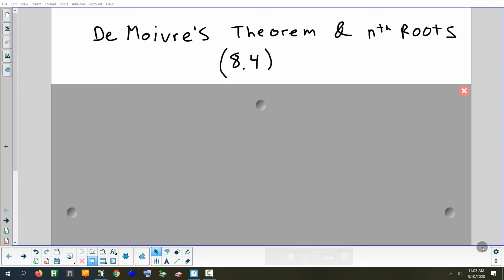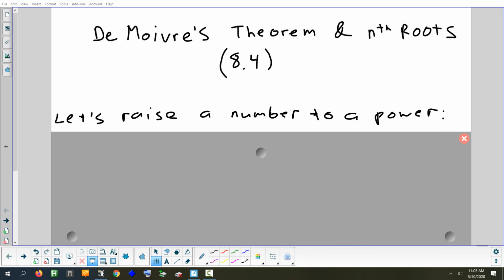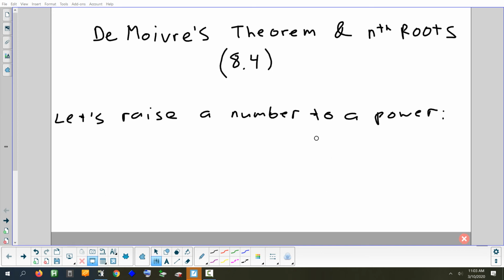So the two things we're going to look at in this section is how can you raise a complex number to a power, and how can you take a root. So first, I want to just look at an example of raising a complex number to a very simple power, just the second power. Right? So let's do some actual numbers. 3 plus 2i. And what I'm going to do here is square it.